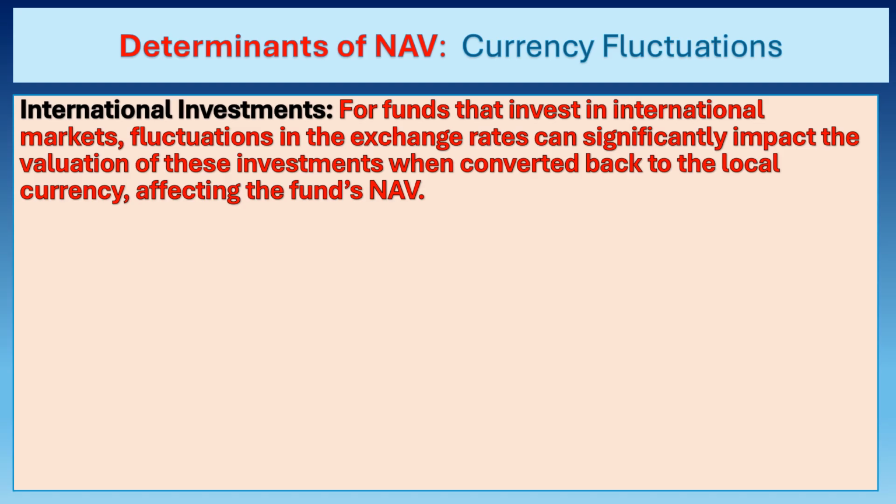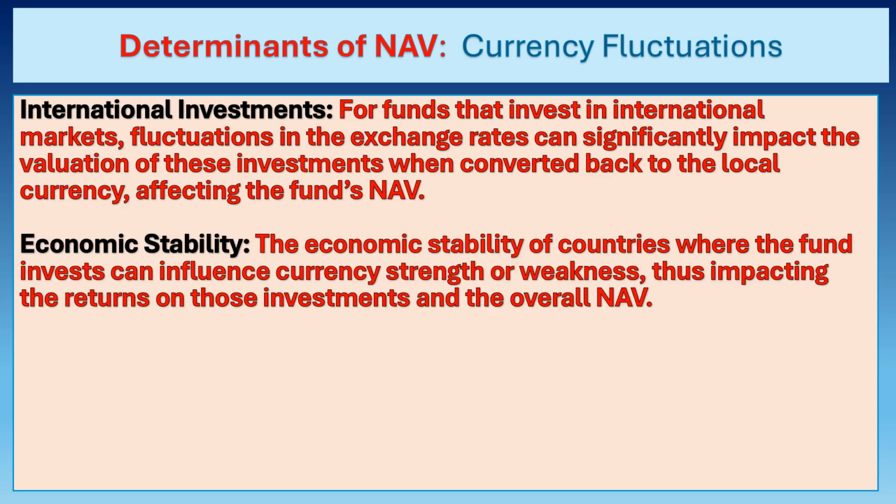International investments. For funds that invest in international markets, fluctuations in exchange rates can significantly impact the valuation of these investments when converted back to the local currency, thereby affecting the fund's NAV. Economic stability. The economic stability of countries where the fund invests can influence currency strength or weakness, thus impacting the returns on these investments and the overall NAV.